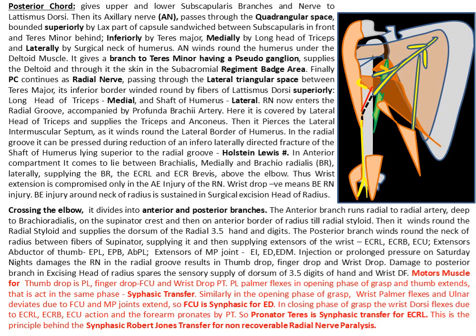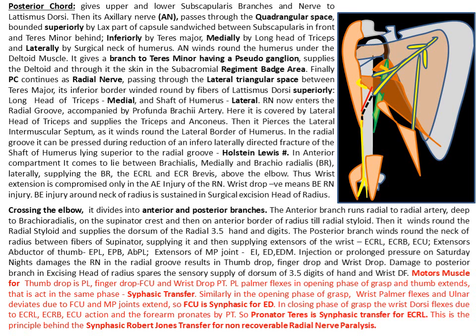Now see that the palmaris longus palmar flexes in the opening phase of grasp, and in this phase the thumb extends. That means the palmaris longus and the MP extensors act in the same phase. This is called a synphasic transfer. Palmaris longus to extensor and abductor of thumb is therefore a synphasic transfer.